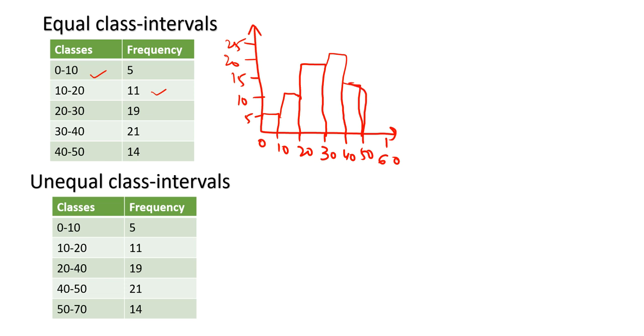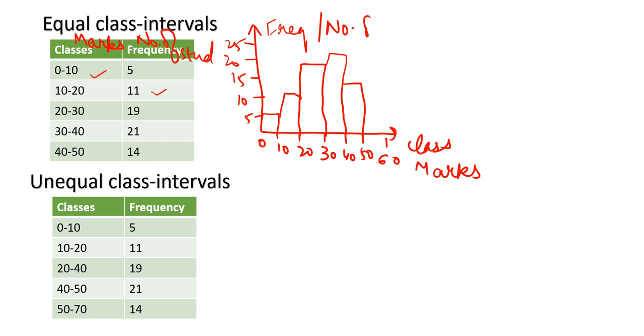So this is our graph, right? Let's just make it a neat one. So this is our graph, where on the x-axis we have represented our class and on the y-axis we have represented our frequency, or we can also let our classes represent marks and our frequencies being the number of students. So we can simply say this x-axis is representing our marks and this frequency is representing our number of students.